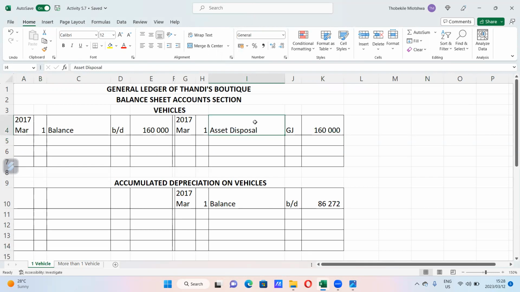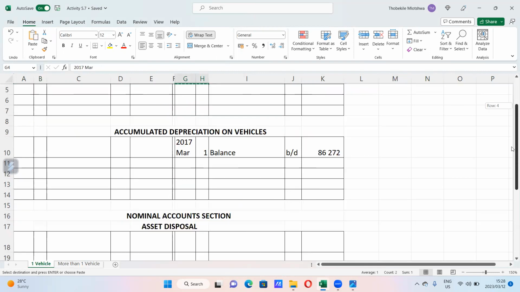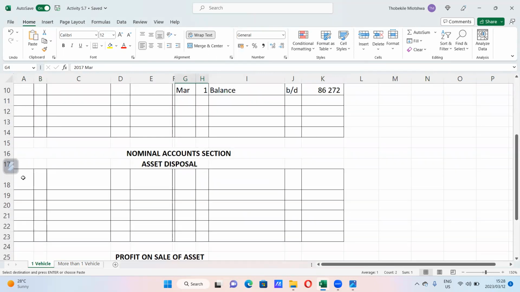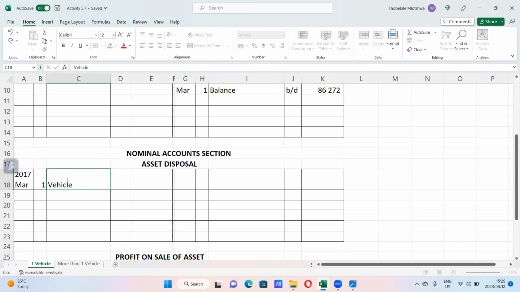So the contra account, we credited it here, then we go to asset disposal on the same date and we debit it. So that's the first step that we do. Asset disposal, and then we debit it. The contra account is vehicles, because that's where it's coming from. It would have been done in the journal, and it's 160. So we are done with assets.